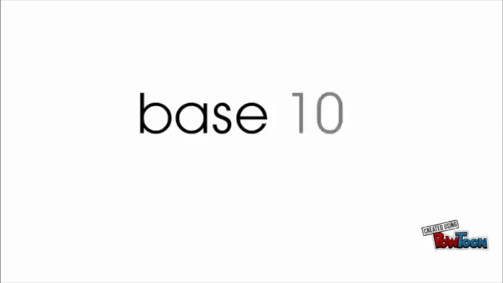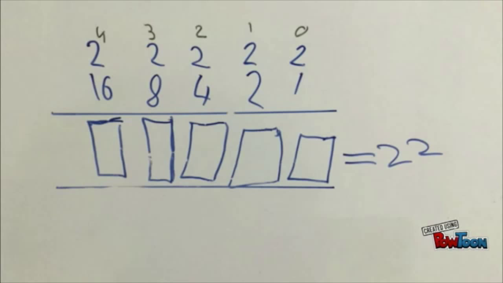Okay, first of all, let's start off with an example of converting a base 10 or regular number to a base 2 or binary number. Then we will do it the other way around. Okay, let's start off with converting the number 22 into binary form.